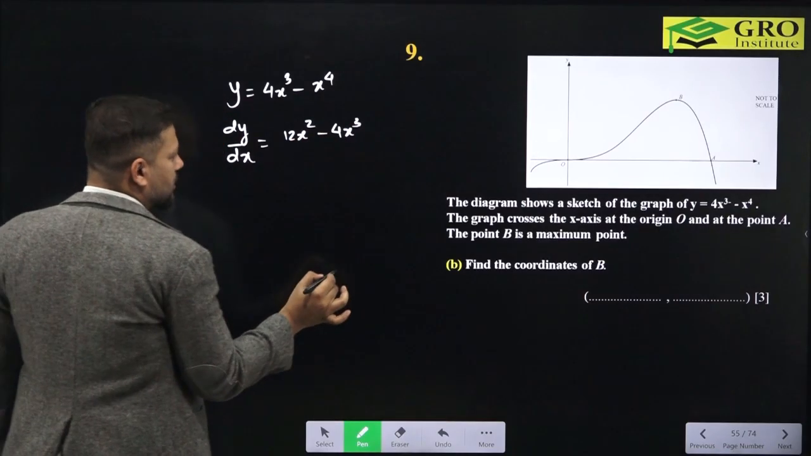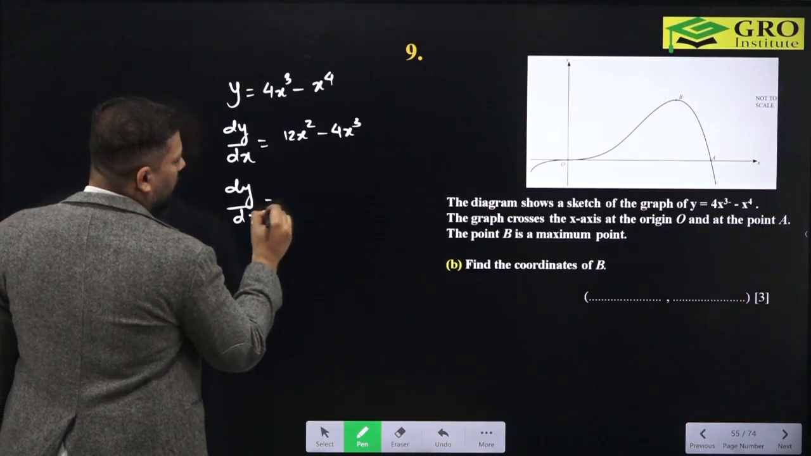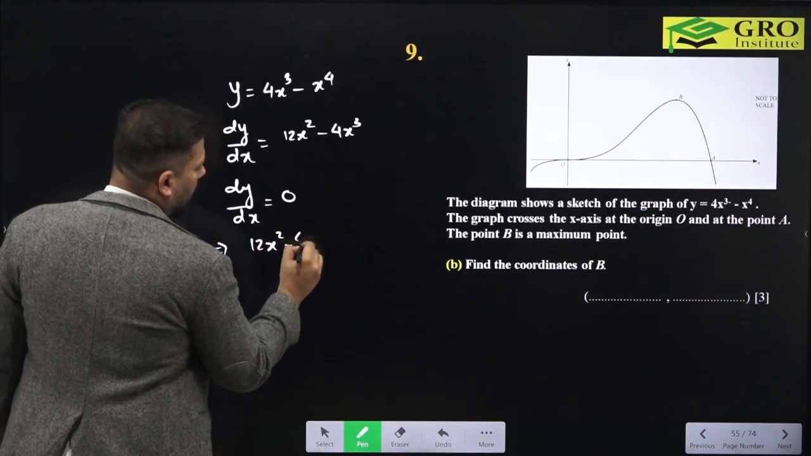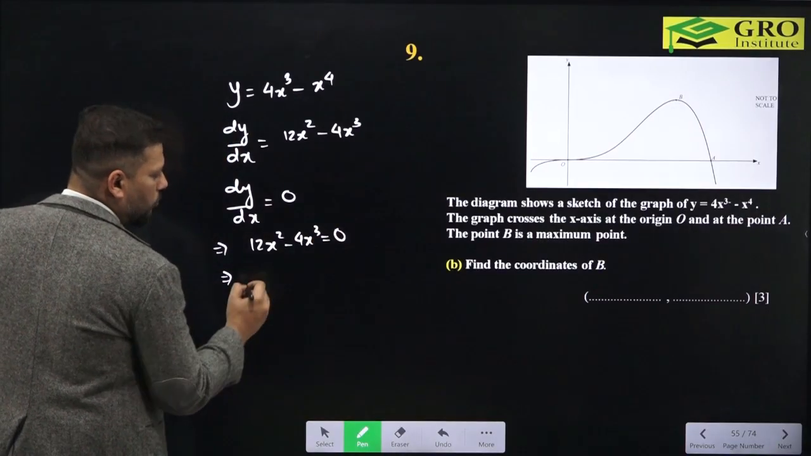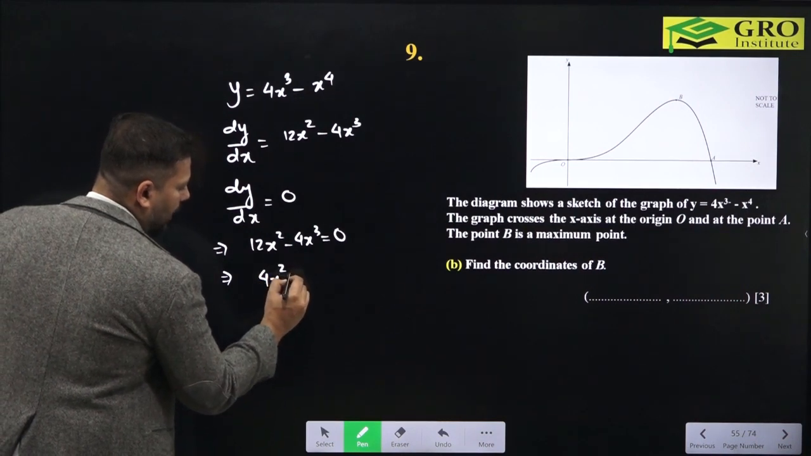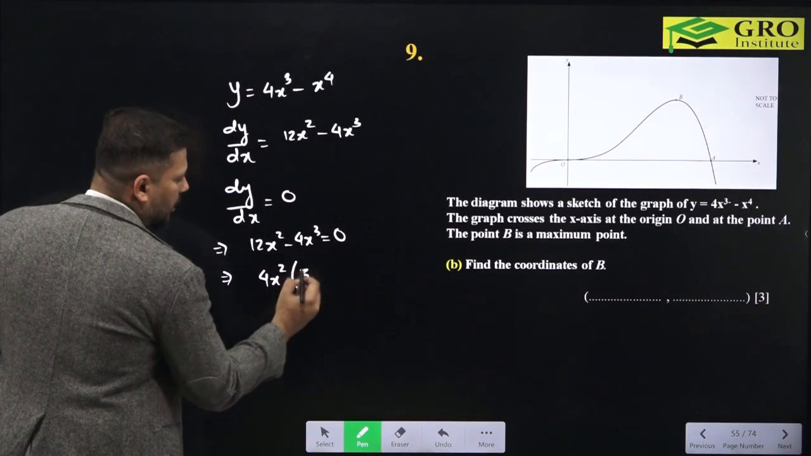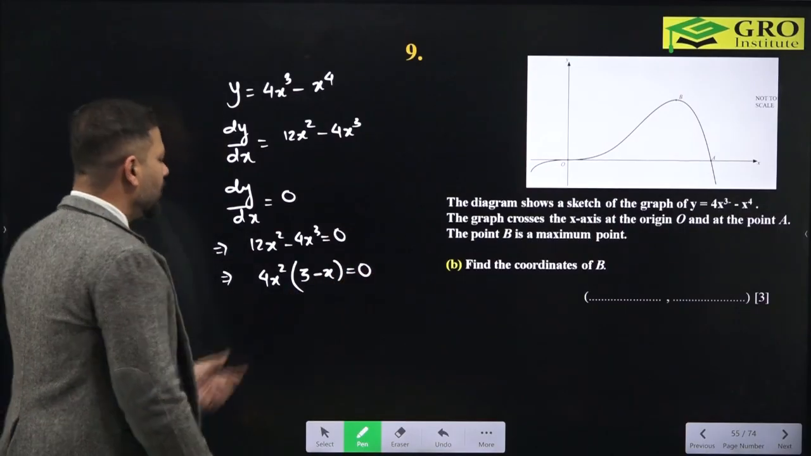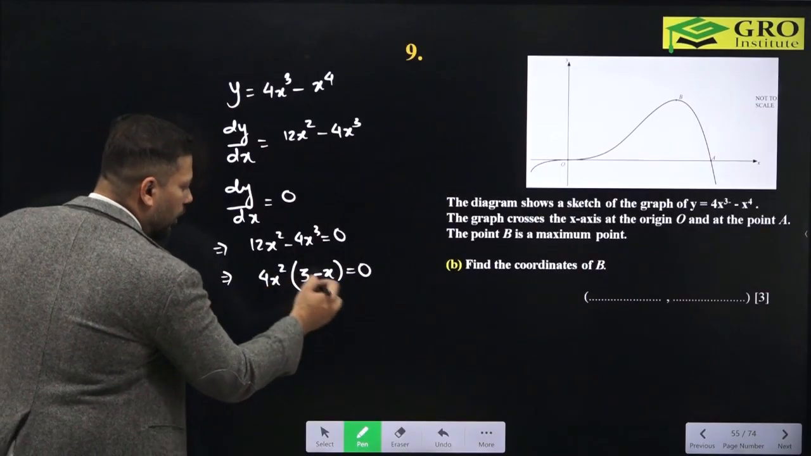So to find out the maximum point, we will have to equate this dy by dx with 0. So this implies that 12x square minus 4x cube is equal to 0. Let us quickly take out whatever we can as common. So I see that 4x square can be taken out common from both the terms. That leaves only 3 here, and this would be minus x equals to 0. So here we are getting the product of two things to be 0. So either this whole thing is 0 or this thing is 0.